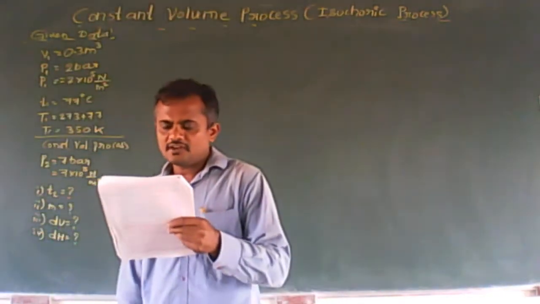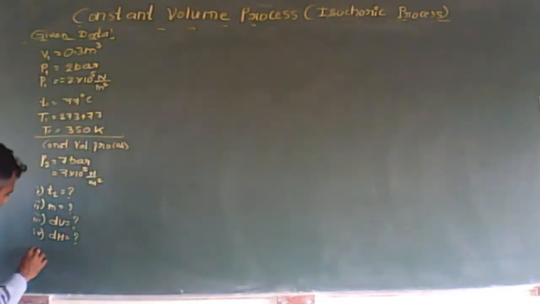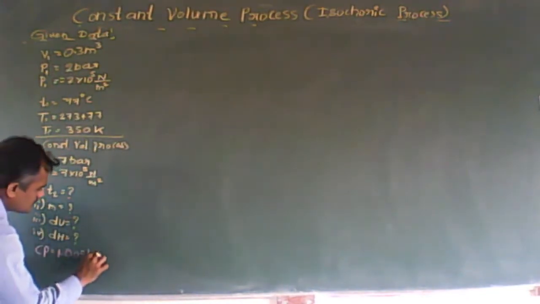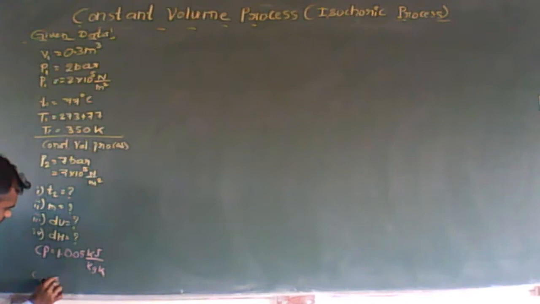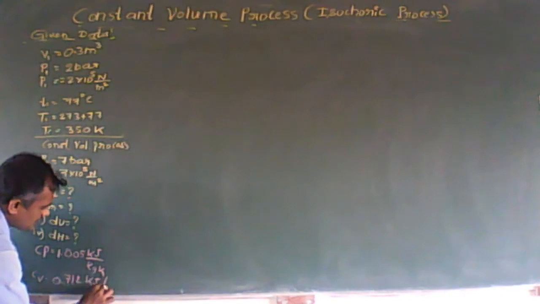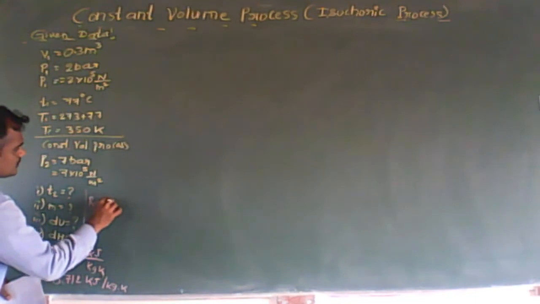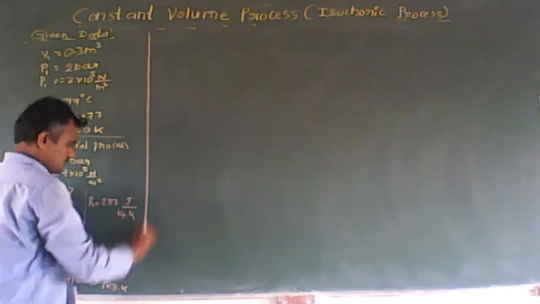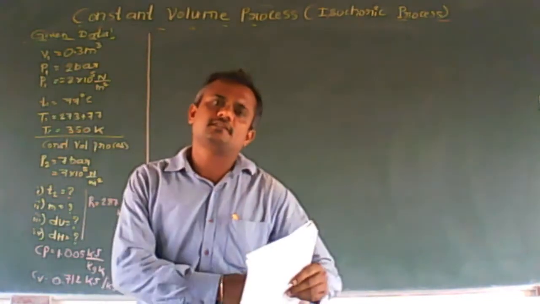So afterwards, some of the constant values are also given, Cp, Cv and R. Let me write down this also. Cp is equal to 1.005 kilojoules per kg Kelvin, and Cv is equal to 0.712 kilojoules per kg Kelvin, and at the same time somewhere here I can write R is equal to 287 joules per kg Kelvin. So this is our given data. With the help of this given data, we can solve the problem very easily.